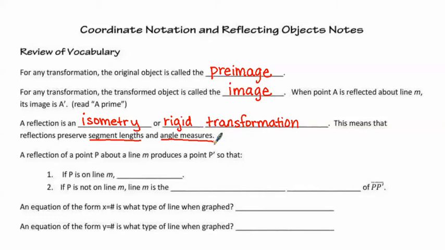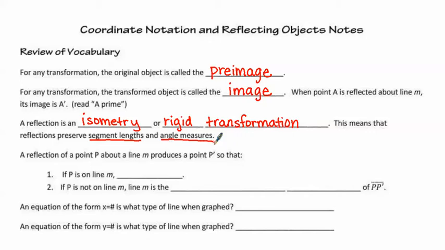So like if I reflect a triangle or a polygon or a figure of some sort, when I reflect it, I'm not going to change the segment lengths, I'm not going to change the angle measures. It's simply going to change the orientation or the placement of the object. It's not changing its size in any way, shape, or form.